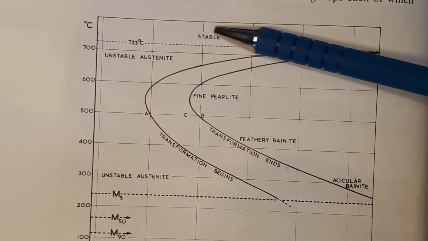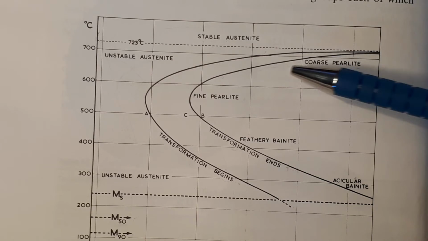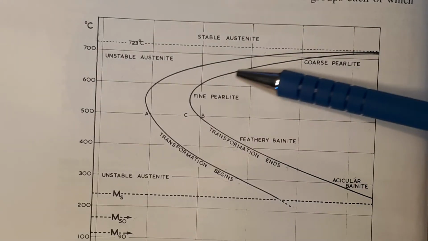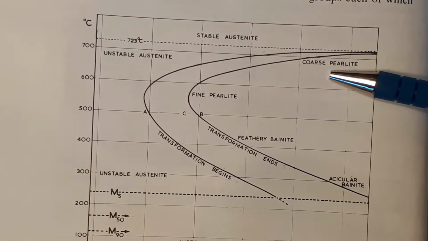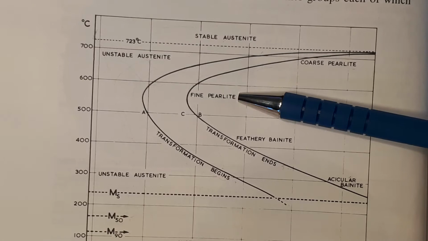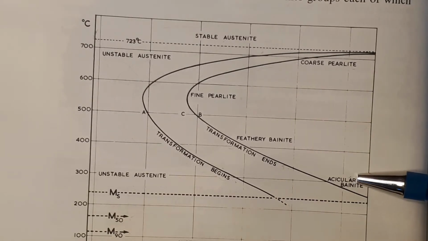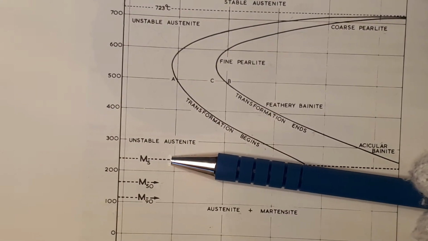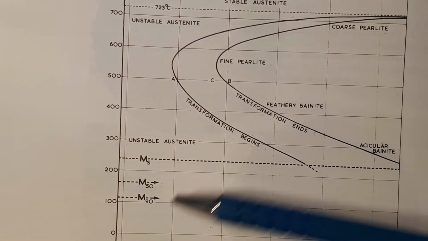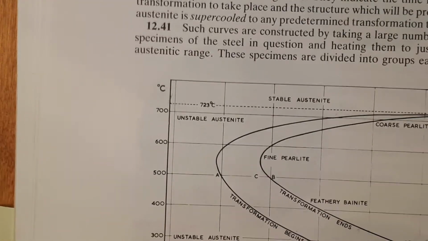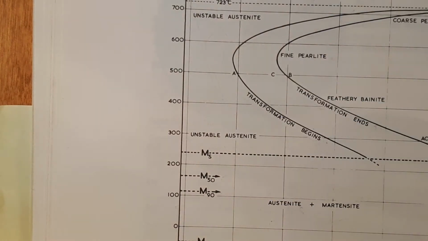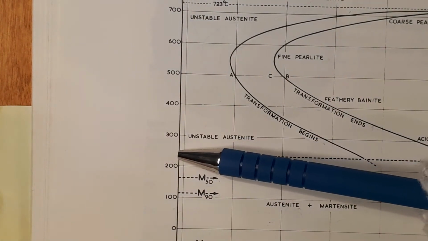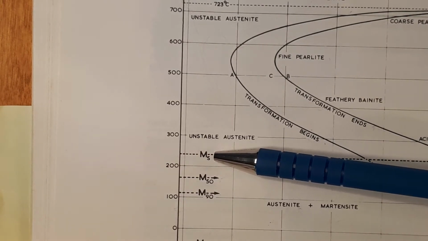That is all austenitic. Over here on the right hand side, after where it says transformation ends, various other microstructures then develop. Pearlite, fine pearlite, feathery bainite, and here it has acicular bainite. Here is the martensite start line, not much different than what I saw earlier, at about, and this is in degrees Celsius. So martensite starts at approximately, with this diagram, about 250 degrees Celsius, martensite start, M sub S.